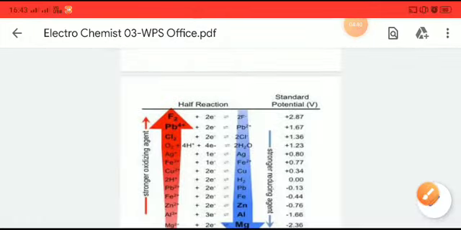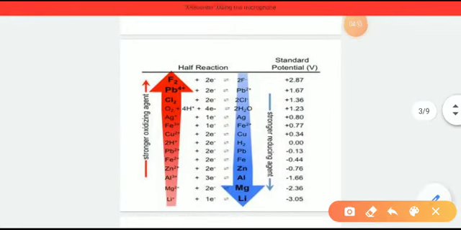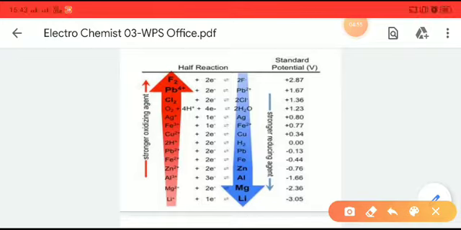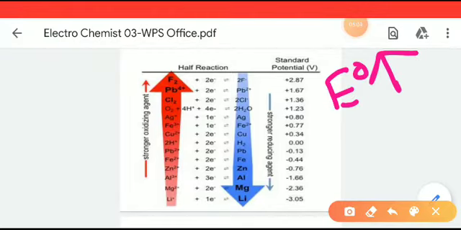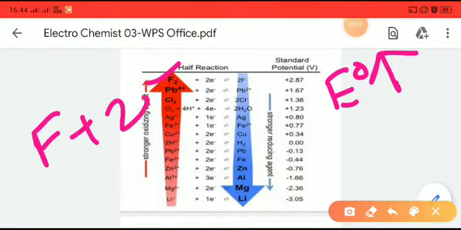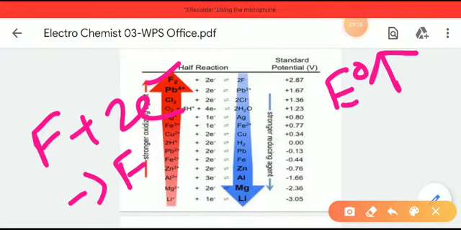In that respect, the elements that lie at the top have the greater E0 value, the greater standard electrode potential. So what is denoted by a standard electrode potential of higher value? Suppose an element, F2, the first element, is taking two electrons and becoming 2F minus.